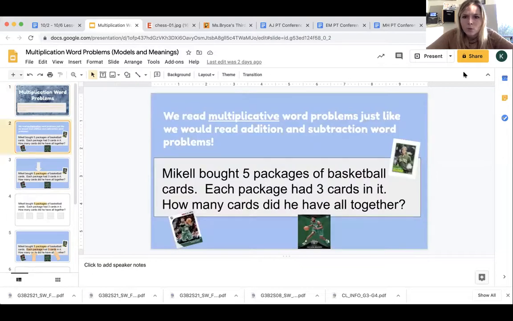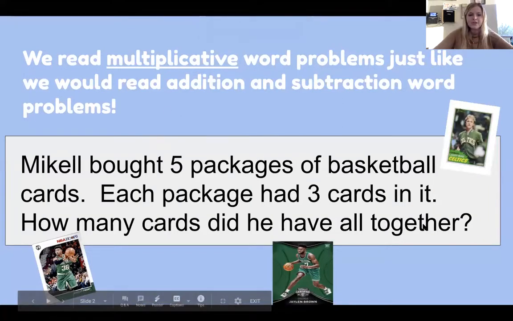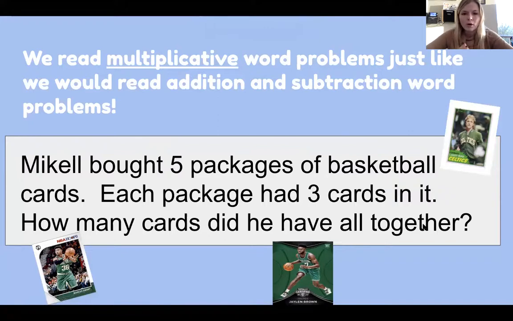Now, we read multiplicative word problems just like we would read addition and subtraction word problems. I want you to think to yourself for a second, what are some key words that help us know what we need to do in this word problem? Think to yourself while I read it. Mikkel bought 5 packages of basketball cards. Each package had 3 cards in it. How many cards did he have all together?